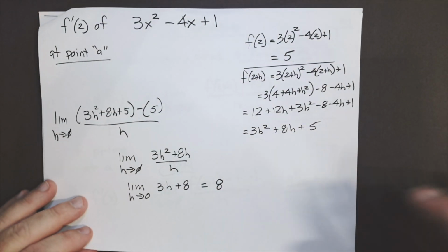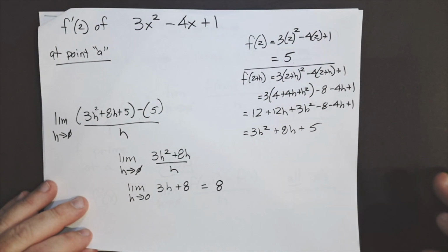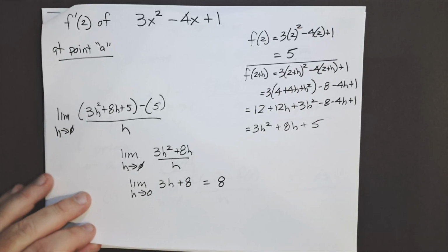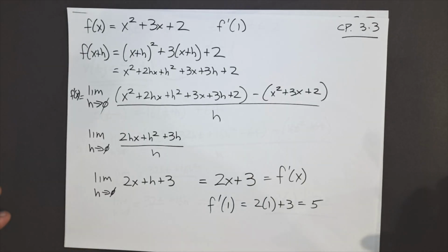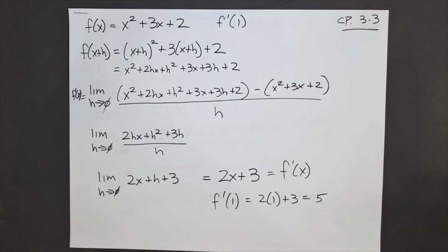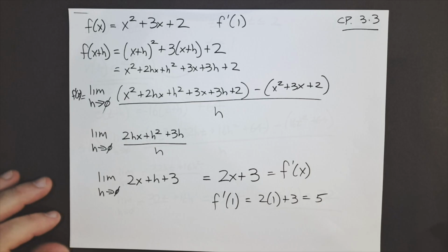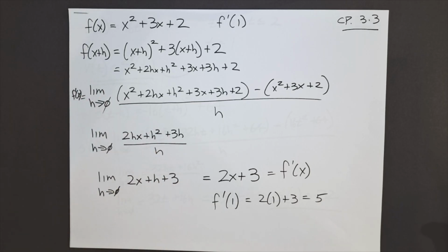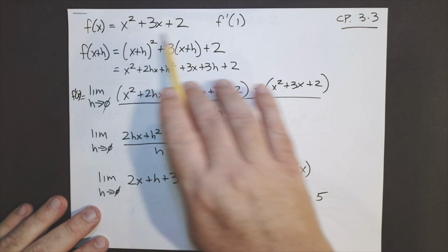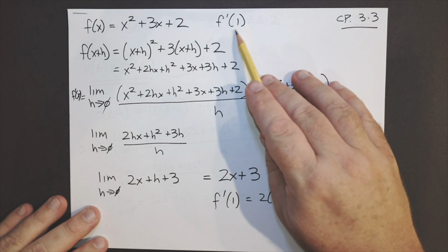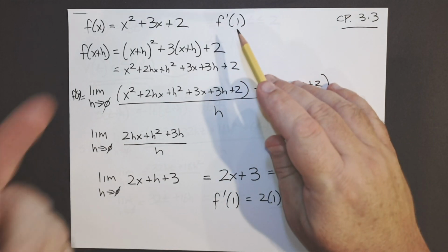All right, I will attach to this some examples for you to look at. Okay, these are some examples for section 3.1, some examples of using the definition of the derivative. So you can see here, this is checkpoint 3.3. Here's our problem. Here's our function. We want to find what is f prime at 1 using the definition.